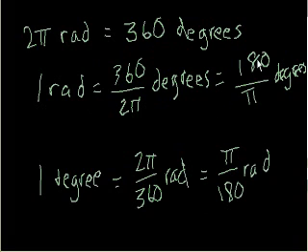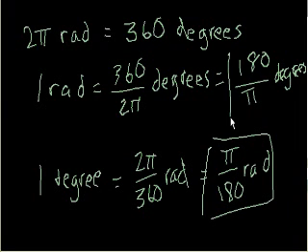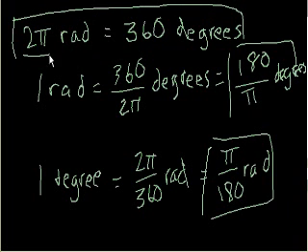1 radian equals 180 over pi degrees, and 1 degree equals pi over 180 radians. And if you ever forget these, it doesn't hurt to memorize them, but if you ever forget, I always go back to this: that 2 pi radians is equal to 360 degrees.